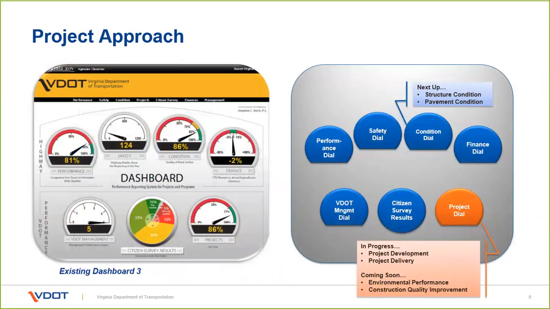Our project approach: there on the left, that's our existing dashboard that we have today. We've got 7 different dials. Our highway performance for operations, congestion, safety, condition, finance, and then we've got some VDOT management and citizen satisfaction survey, and then the project dial, which we'll talk about today on the bottom. We're doing this one dial at a time, so you'll be seeing more changes as we go. Right now we're talking about projects. We'll probably talk about paving and bridge condition next, and then we'll go on from there. So that gives you an idea overall where we're going with this.